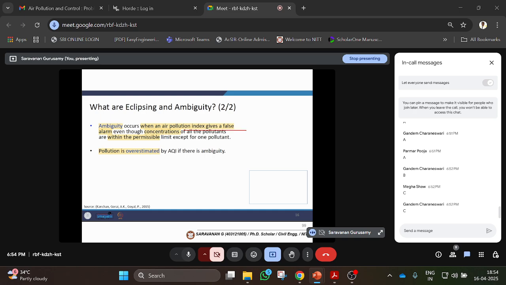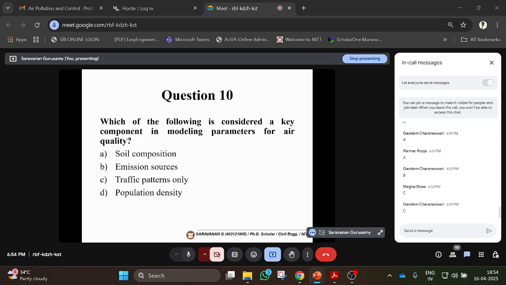Ambiguity, when it occurs, gives a false alarm even though concentrations are within the limit. Earlier it was poor quality, but I was saying good. But here I am saying bad, but all the air quality values are within the permissible limit. So it's overestimation of air quality.